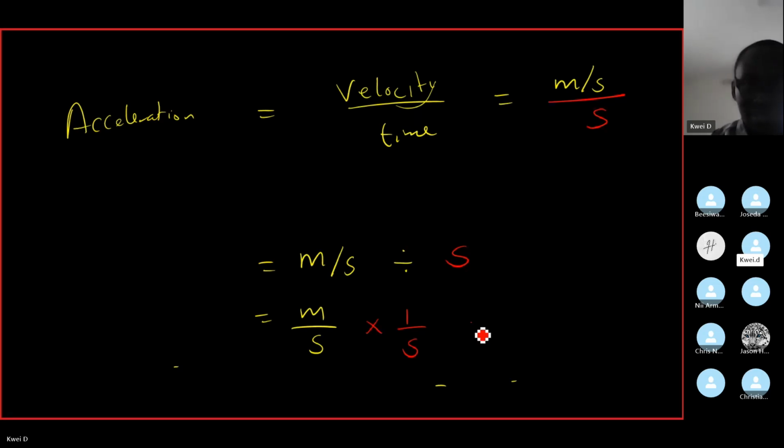Then what does that give you? M over s squared. Okay, so meter per second squared.